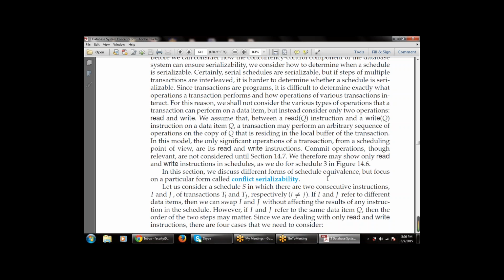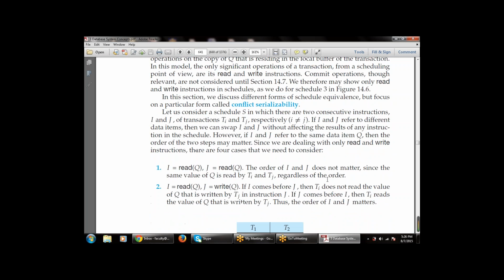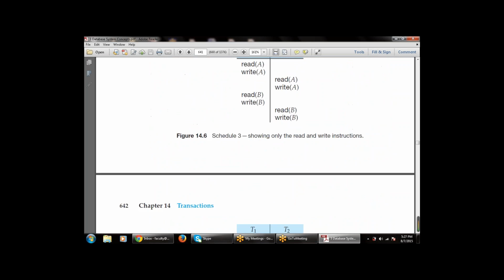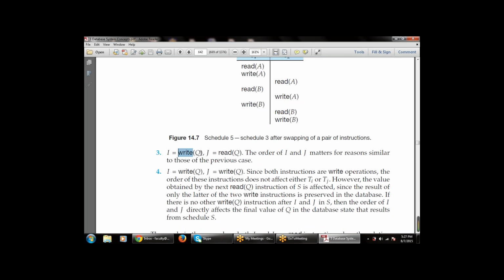Let us consider a schedule S in which two consecutive instructions, I and J, of transactions Ti and Tj are available. If I equals read Q and J equals read Q, then the order of I and J does not matter, since the same value of Q is read by Ti and Tj regardless of the order. If I equals read Q and J equals write Q, and I comes before J, then Ti does not read the value of Q that is written by Tj. Then I equals write Q, J equals read Q, and that order also matters for database systems.